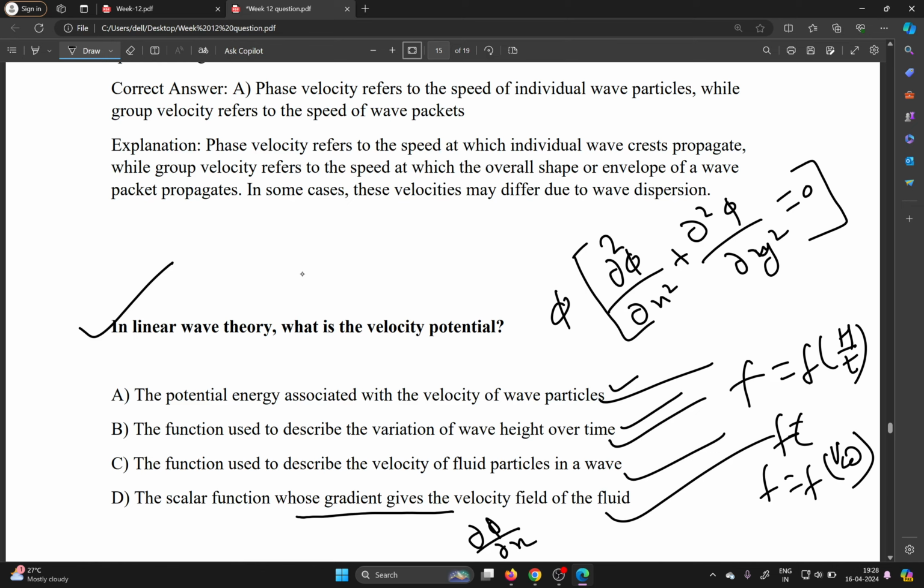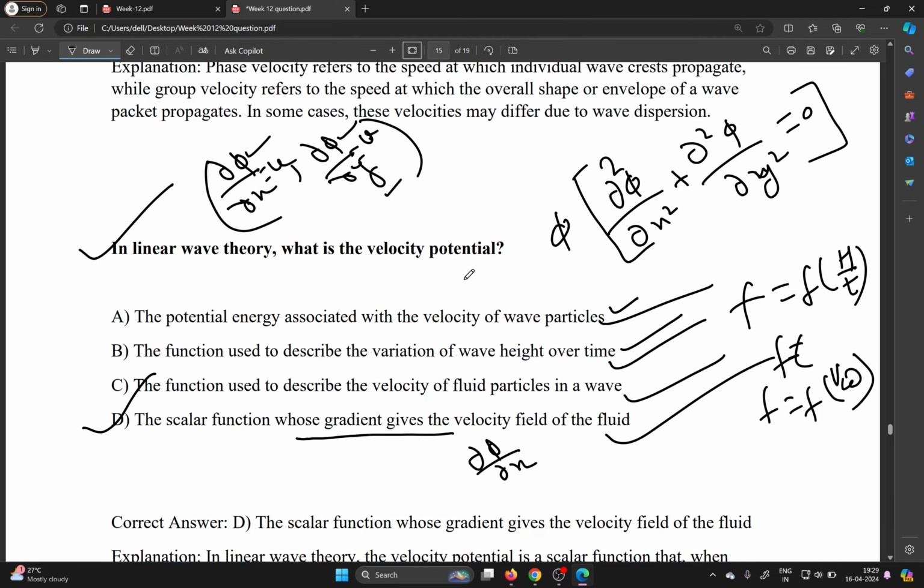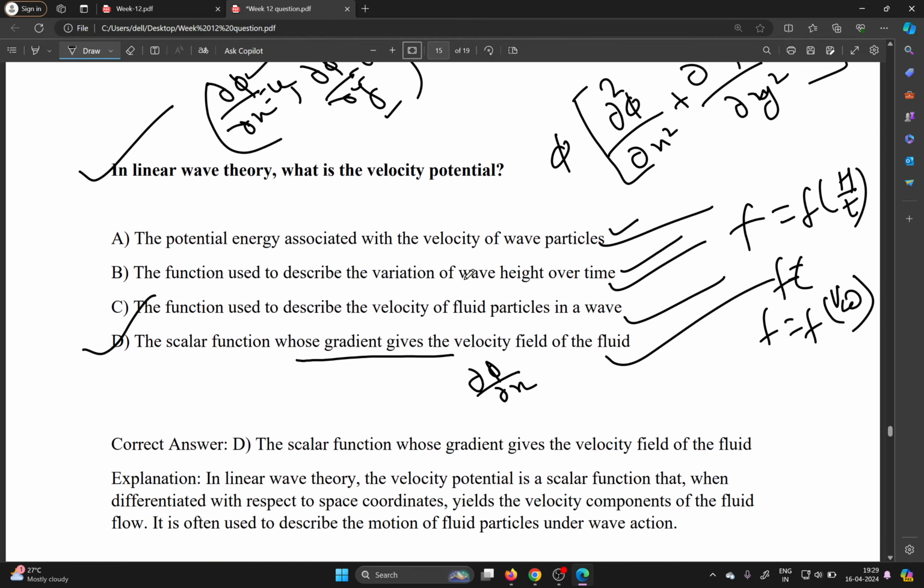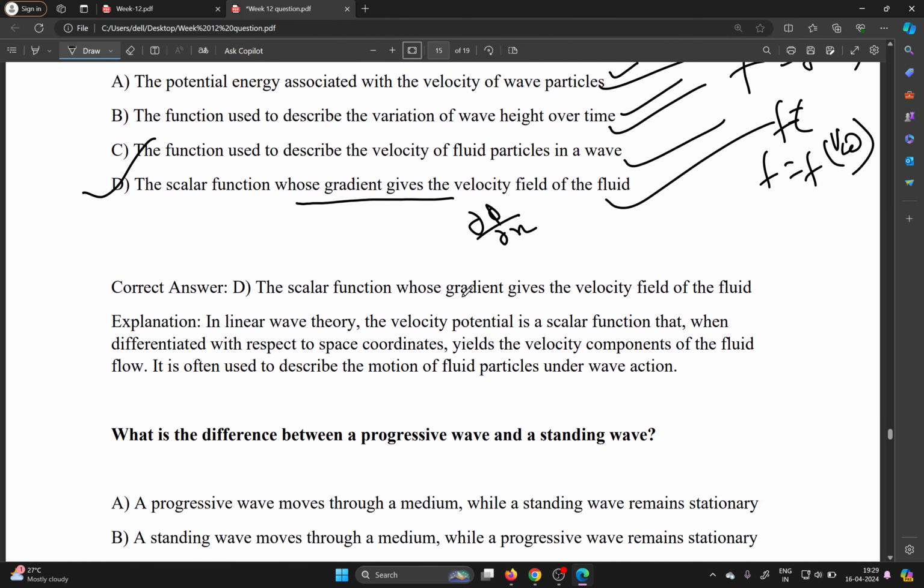Gradient means what? Gradient means the x direction, the y direction. This is how your function changes as x is changing, and how your function changes as y is changing. So this is your gradient. Whether it is u, v, whatever the notation, whatever the sign, it does not matter. So this is the correct option. Number D is correct. It is a scalar function whose gradient gives the velocity field of the fluid.